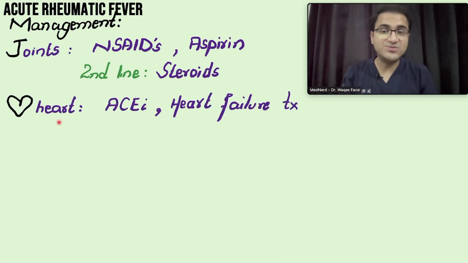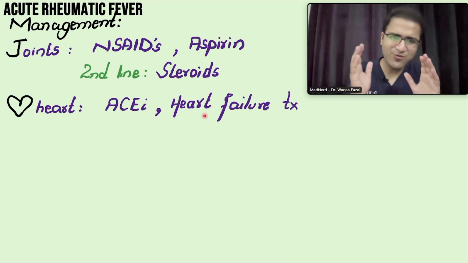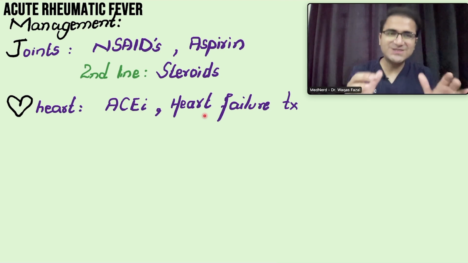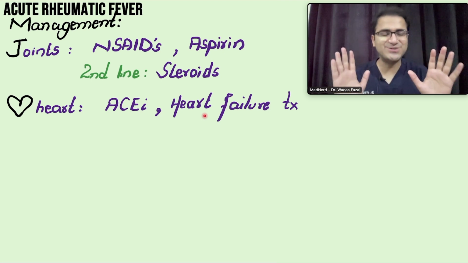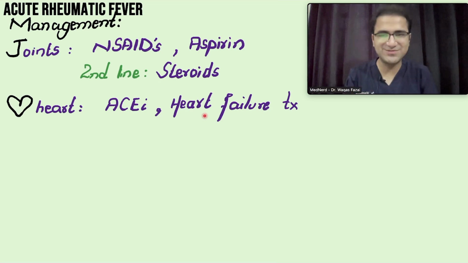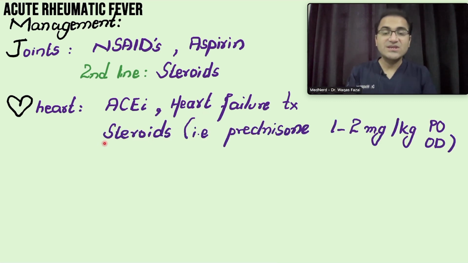In the heart management, if the patient has developed aortic regurgitation or any regurgitation symptom, you can use ACE inhibitors, and simply you can go for heart failure treatment. I have discussed the whole management of heart failure in detail in my video on heart failure treatment. You can check out the link of that video in the description below. Steroids can be used in patients having heart complications due to acute rheumatic fever.